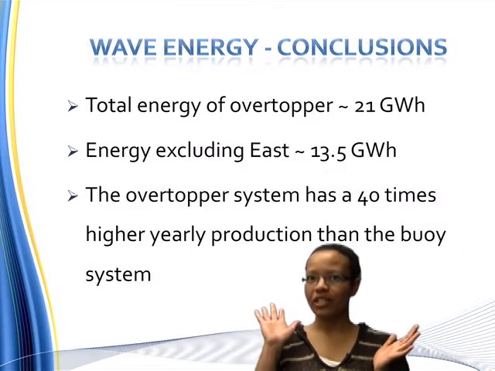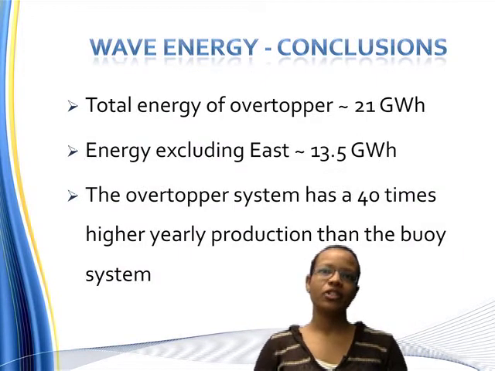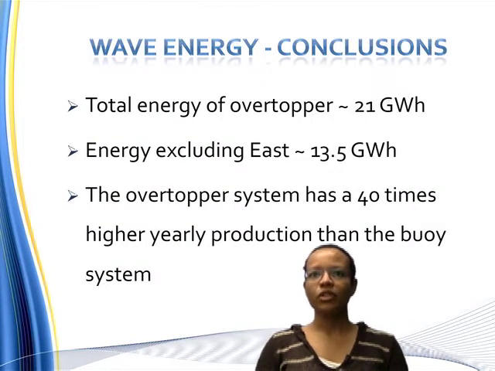Here are our conclusions. The main point that you want to take away is that the overtopper system has a yearly production yield 40 times higher than the buoy system.